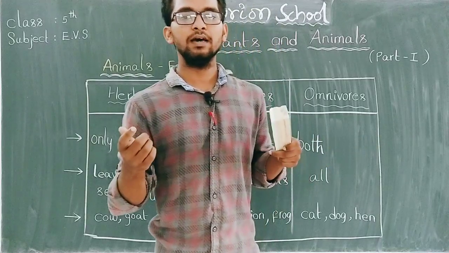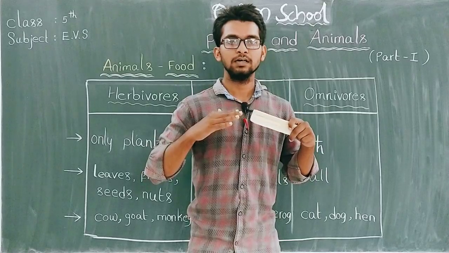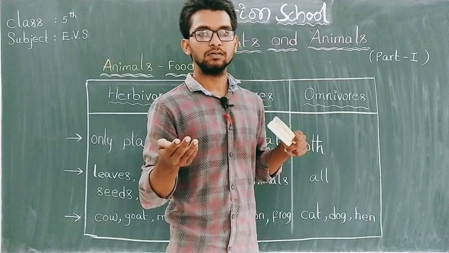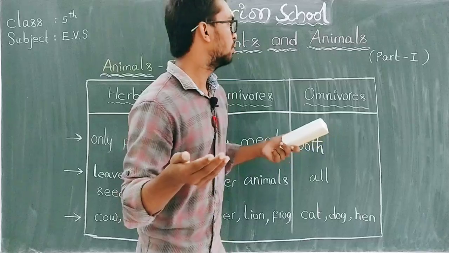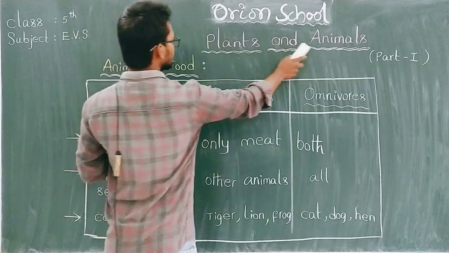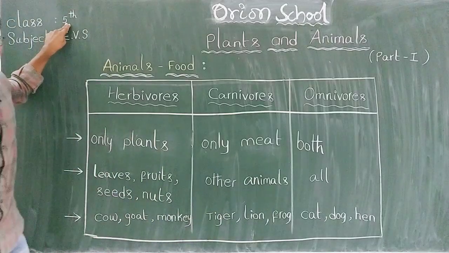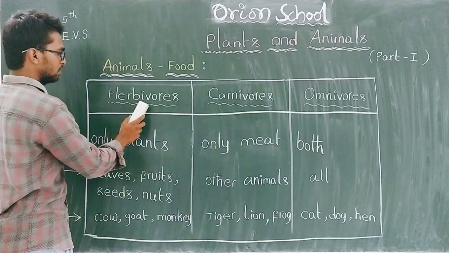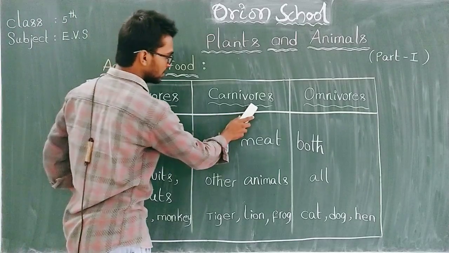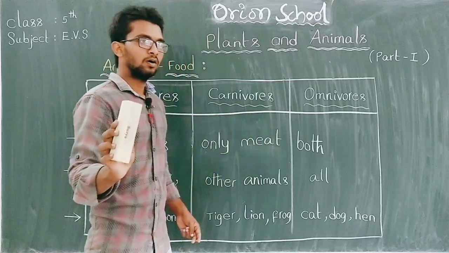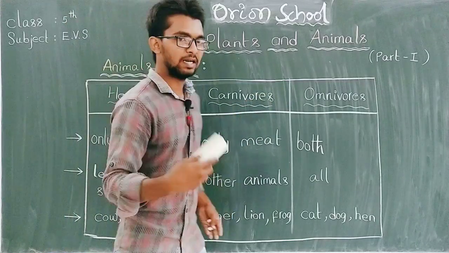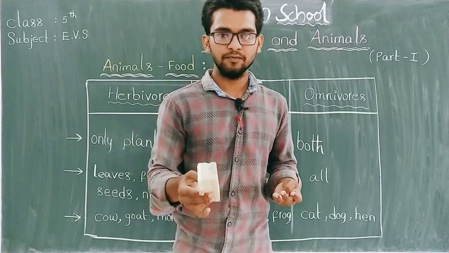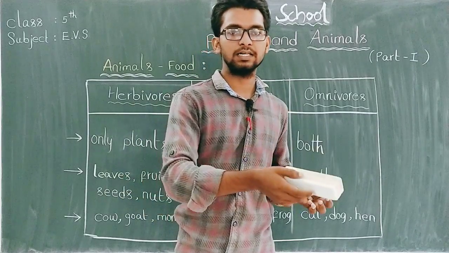So in the same way as we have some food habits, animals also have some food habits. In this class we are going to see some of the food habits of animals. Our lesson is plants and animals for class 5th. Today we are going to learn some new terms: herbivores, carnivores, omnivores. We will learn what these terms mean and which animals come under each section.